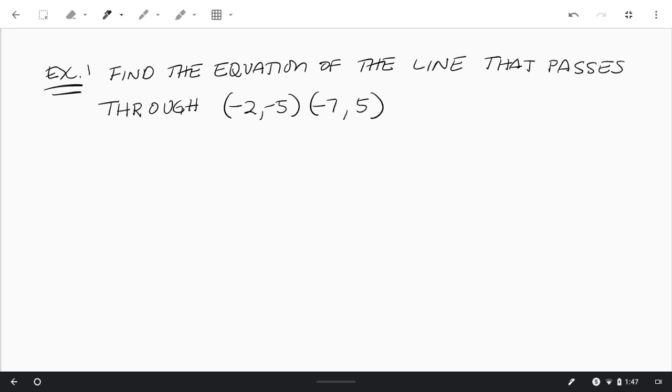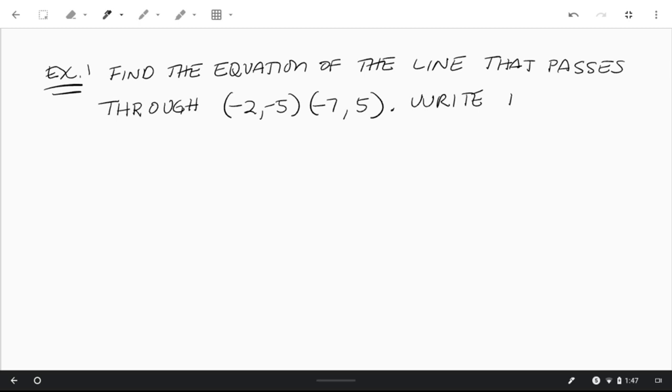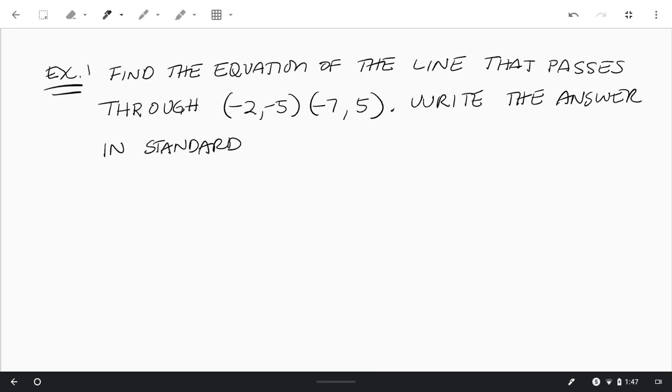Okay. And at the end, I want you to write the answer in standard form. Okay, standard form is that last one where the x term and the y term are on the same side.